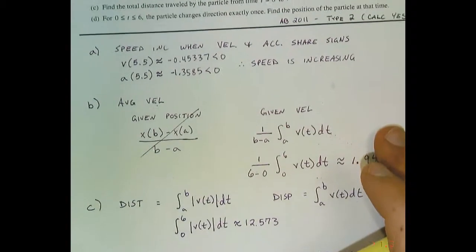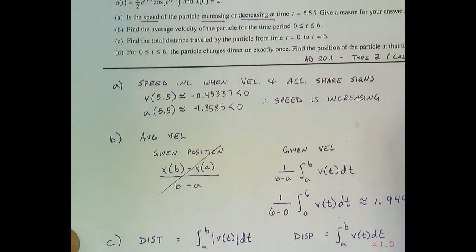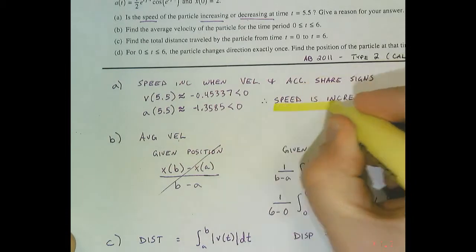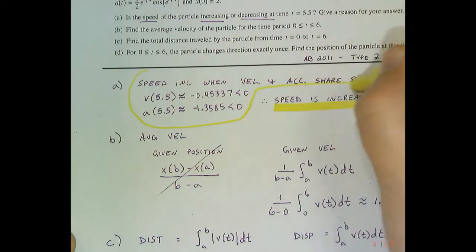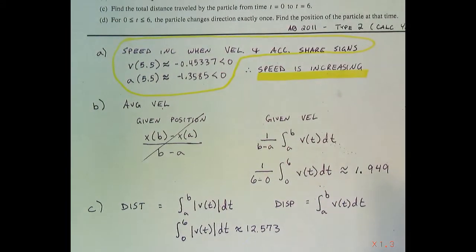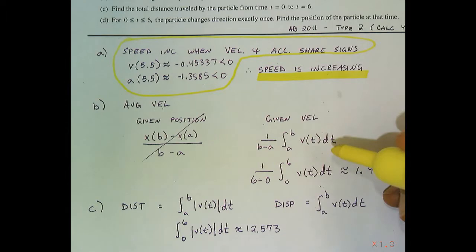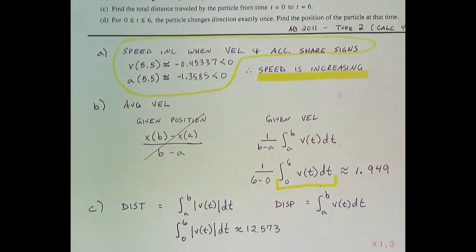All right, so let's look at the grading for this. Part A is worth 2 points. The conclusion with a reason. So the reason is acknowledging that speed is increasing when velocity and acceleration share signs. Part B is worth 2 points. You get your first point for recalling that you need to take the integral of velocity, and you get your second point for having the correct answer of 1.949.